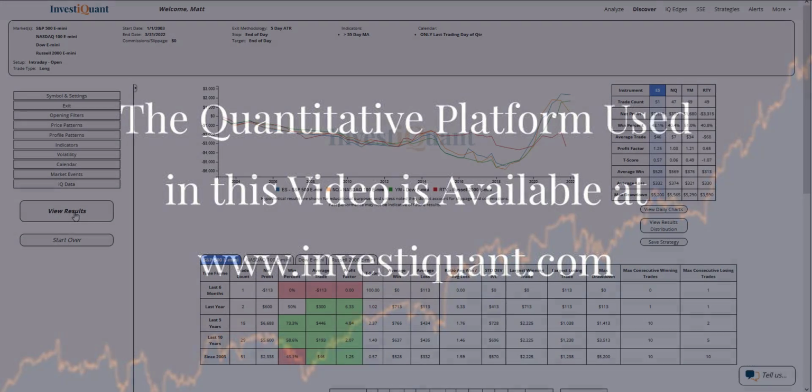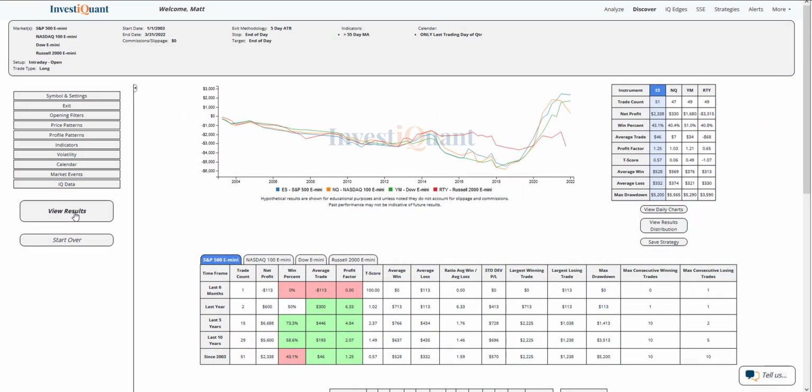These are the results based upon entering the market long at 9:30 a.m. Eastern Time, exiting at 4:15 p.m. Eastern Time, when it is the last trading day of the quarter and the prior session closed above the 55-day simple moving average. Historically, 51 samples in the S&P. We've got 47 in the NASDAQ, 49 in the Dow, 49 in the Russell. Win rates on these look like they are a touch weak on most of them. S&P 43%, NASDAQ 40%, Dow 51%, Russell 41%. So three of the four are a little weak there.